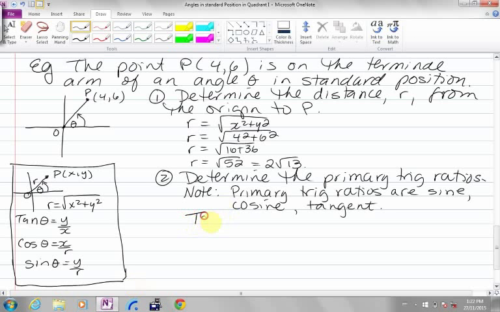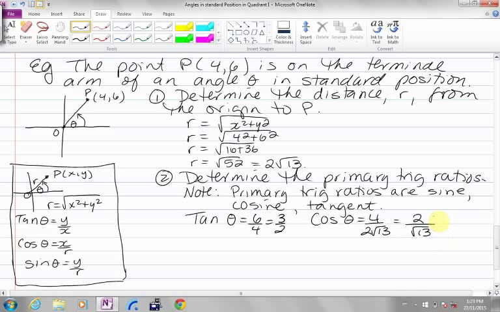All right, so in this case then, what would tangent of theta be? Scott? 6 over 4, which reduces to 3 over 2. Okay, what about cos theta? Okay, Skylar, you're on a roll. 4 over 2 root 13. And we always reduce to lowest terms.